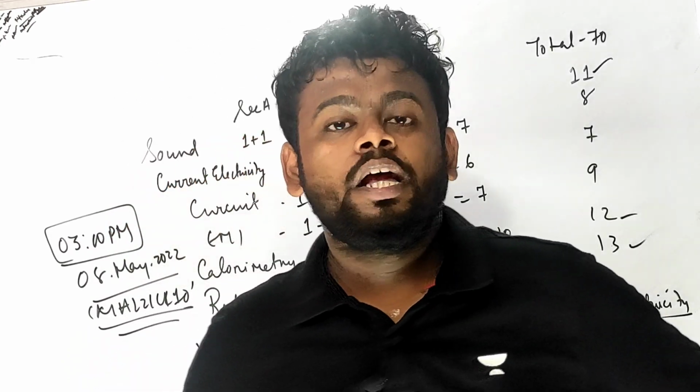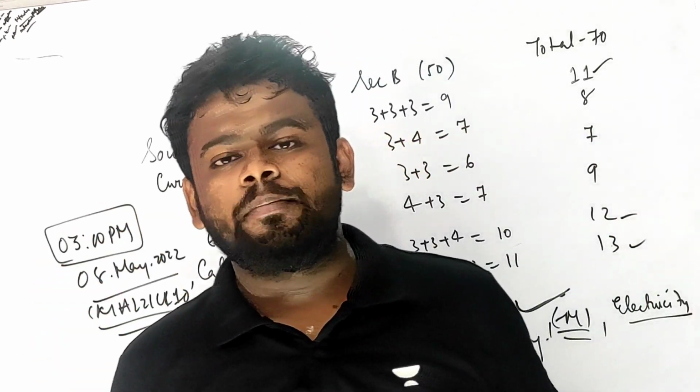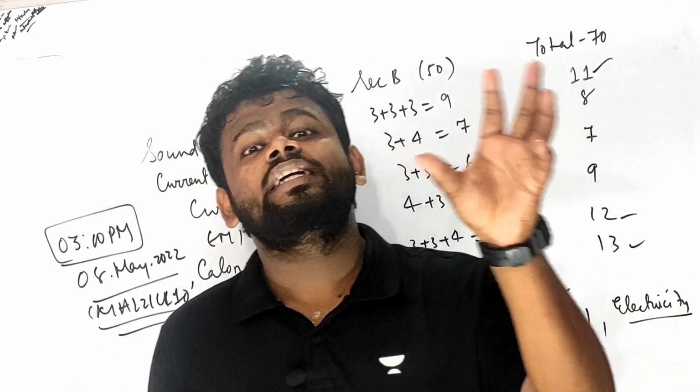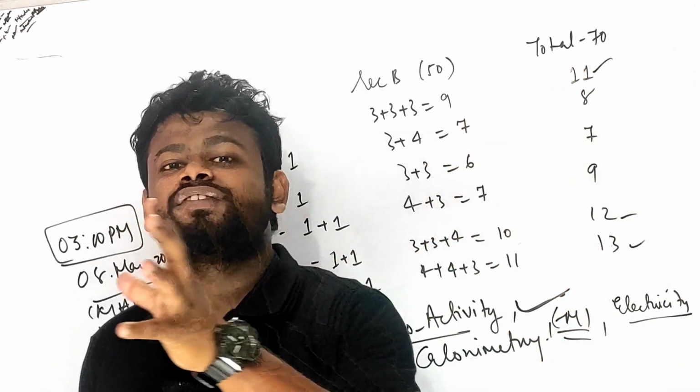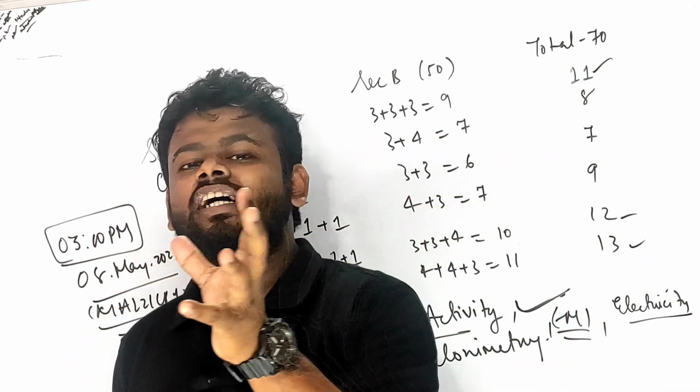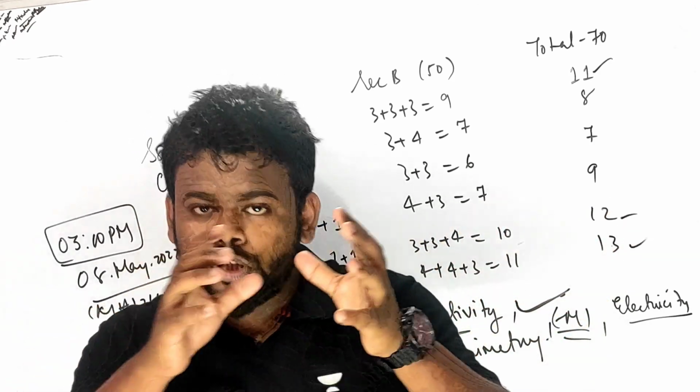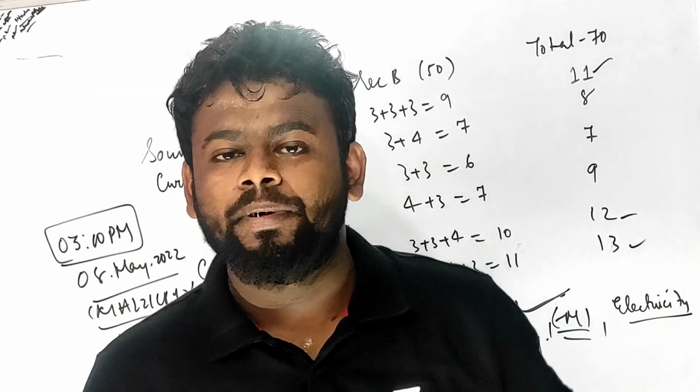How can you write it, people? You have to write in this way. Let me give a brief example: 1 ampere is defined as the amount of charge that flows in 1 second through the conductor is known as ampere.